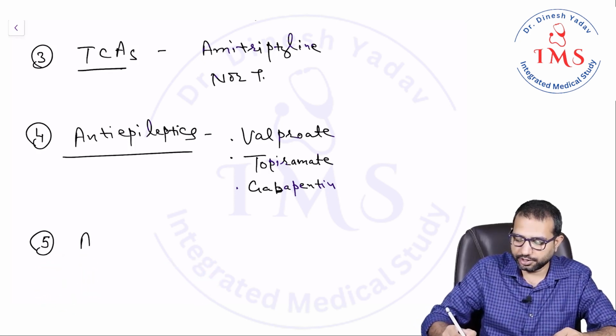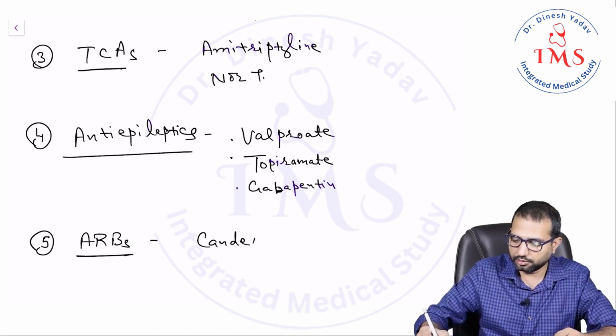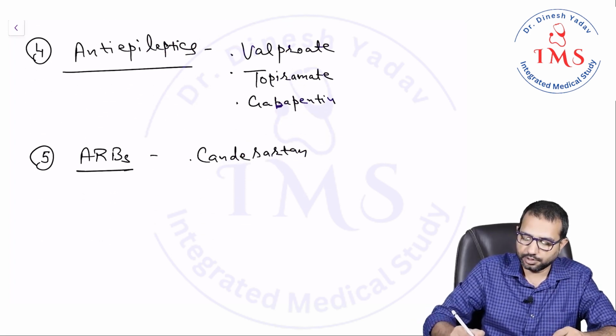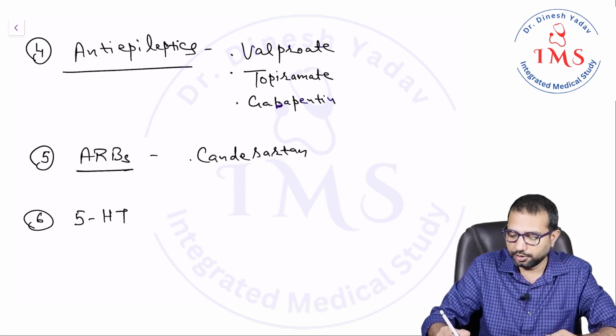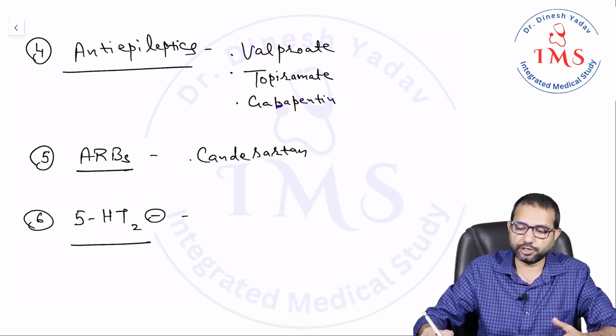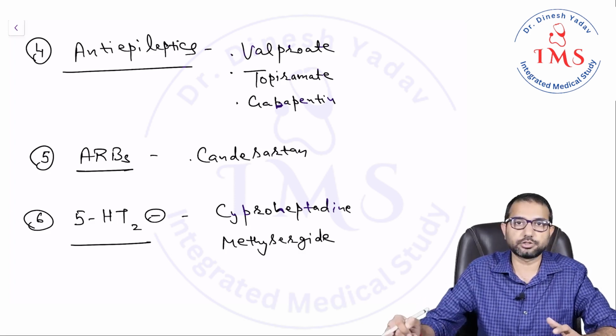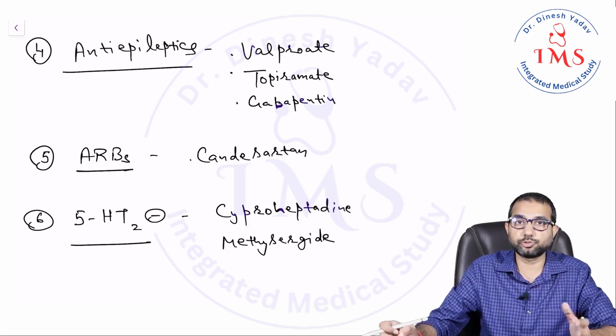Then guys, we have the angiotensin receptor blockers. Out of these, candesartan has a role in migraine patients. And we have already discussed the drugs which act on the 5-HT2 serotonin receptor. So 5-HT2 antagonists, as I told you, we have cyproheptadine and methysergide. These drugs can also be used for migraine patients. So that is the list of drugs used for migraine prophylaxis.